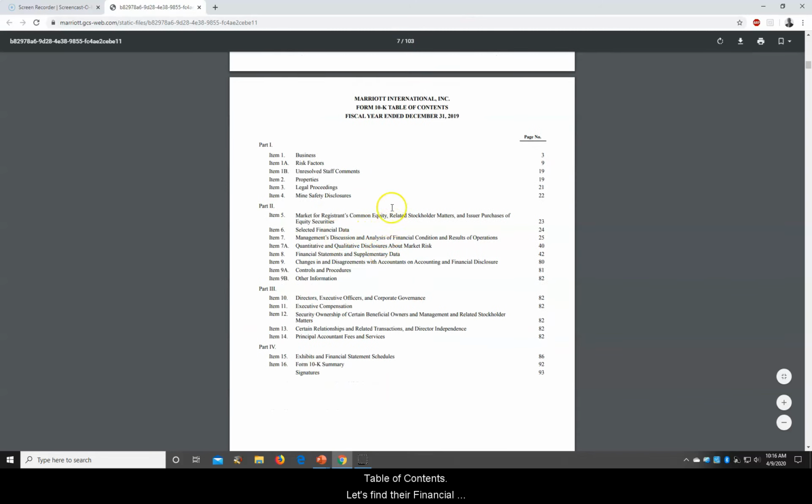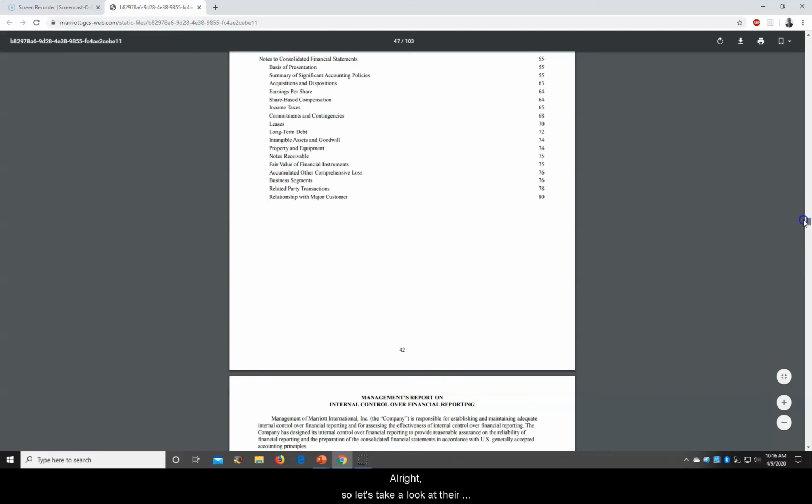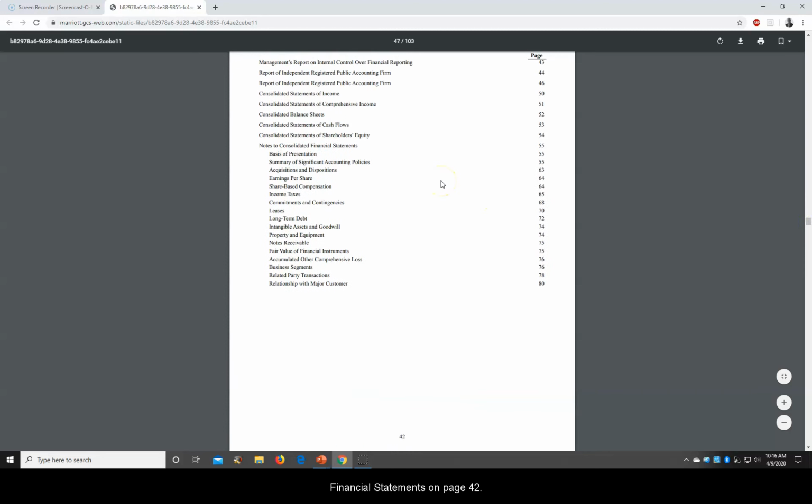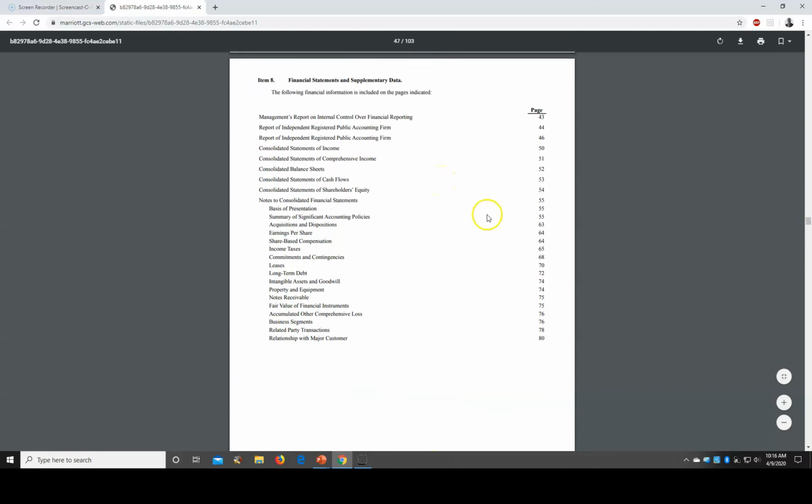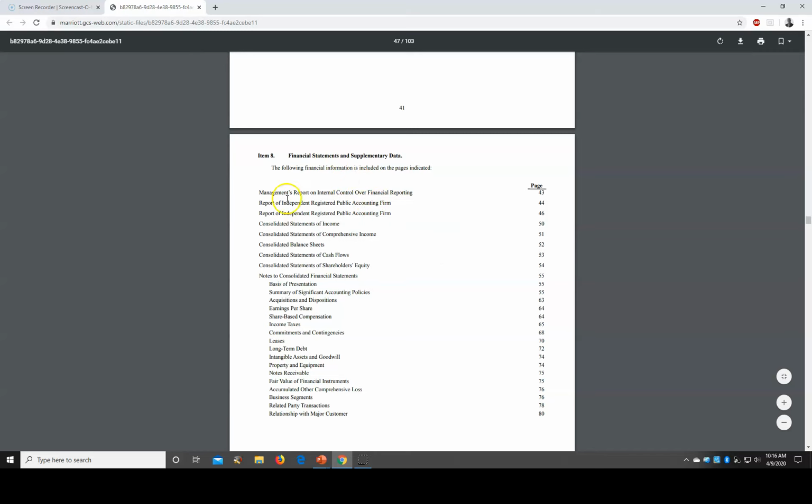Table of contents. Let's find their financial statements, and there they are right here. Financial statements on page 42. All right, so let's take a look at their financial statements on page 42. So they start with a note from their registered accounting firm. We're going to take a look and see if it's one of the big four. And then there's their financial statements.